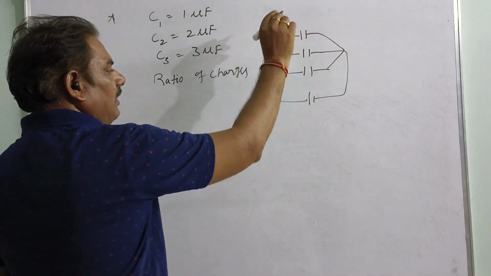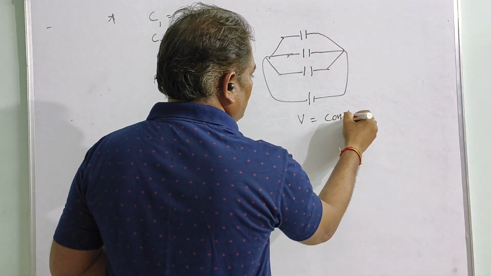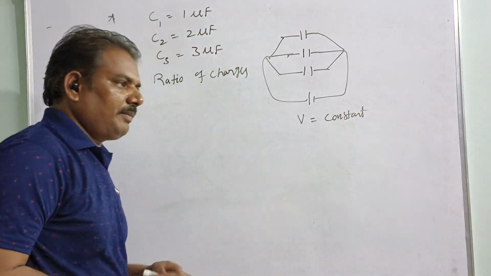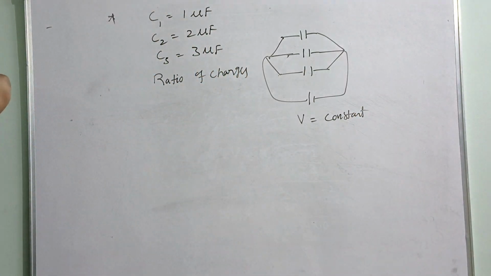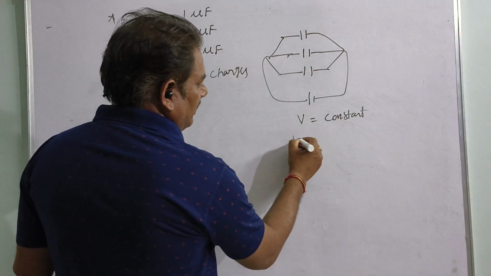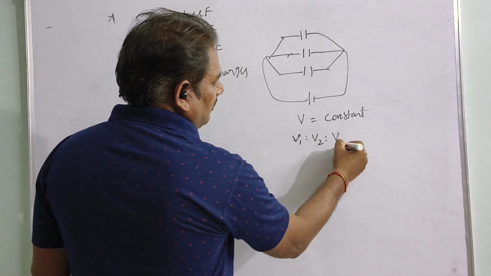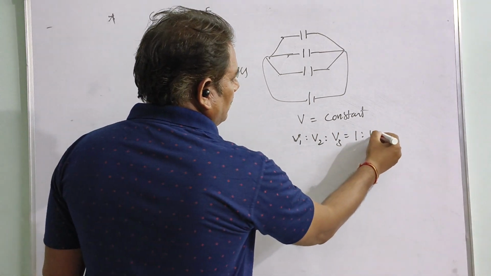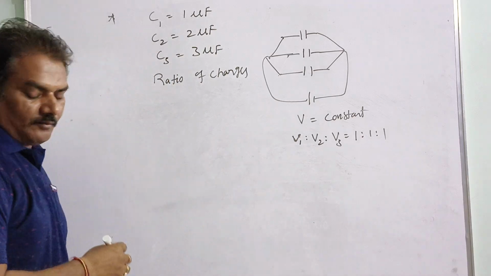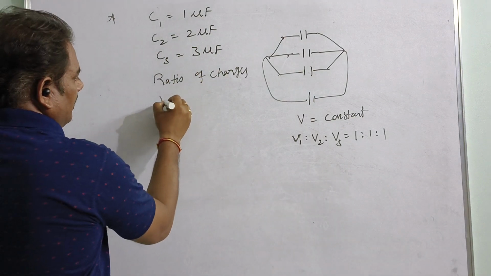In this parallel combination, the potential is constant. In a parallel combination of capacitors, the potential is constant. That means V1 is to V2 is to V3 equals 1 is to 1 is to 1. That is the potential ratio. But what is the charge ratio?